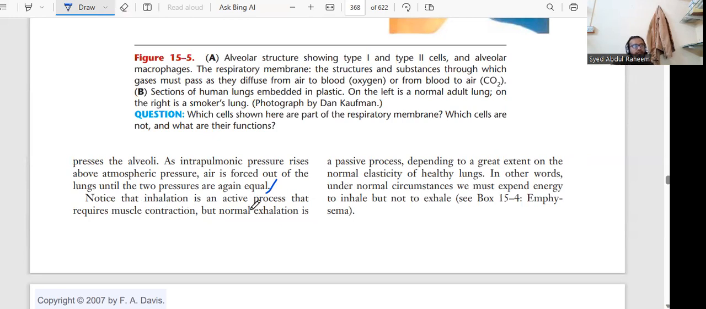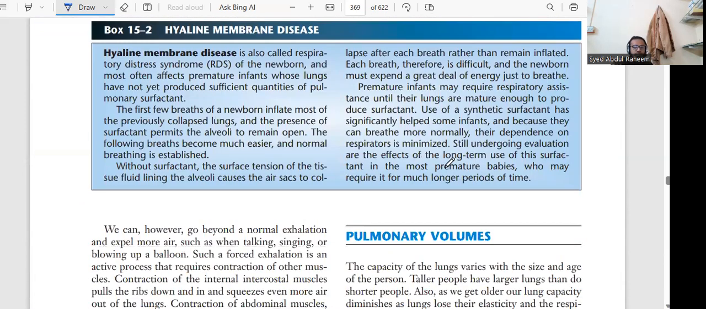Notice that inhalation is an active process that requires muscle contraction, but normal exhalation is a passive process, depending to a great extent on the normal elasticity of healthy lungs. In other words, under normal circumstances, we must expend energy to inhale, but not to exhale. So basically, active process and passive process. Inhalation active, exhalation passive. Means inhalation needs energy, exhalation doesn't need energy.